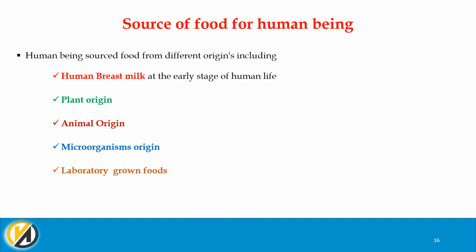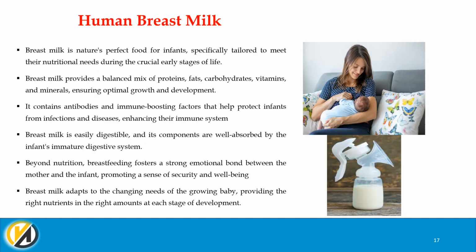Okay, having said that, let's discuss the sources of food for human beings. What are those sources of food for human beings? Human beings source food from different origins, including the human itself. Human breast milk at the early stage of human life is the major source of food for everyone. The other sources are plant origin, animal origin, microorganism origin, and nowadays laboratory-grown foods can also be regarded as a source of food for human beings. Let's discuss human breast milk.